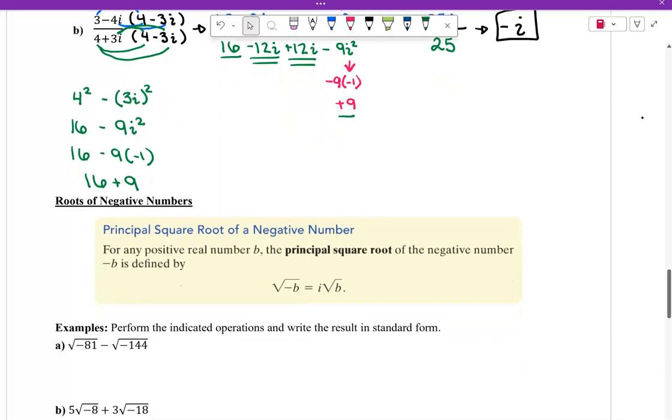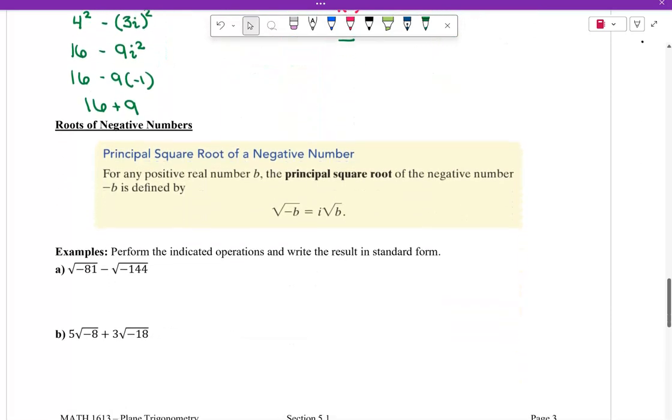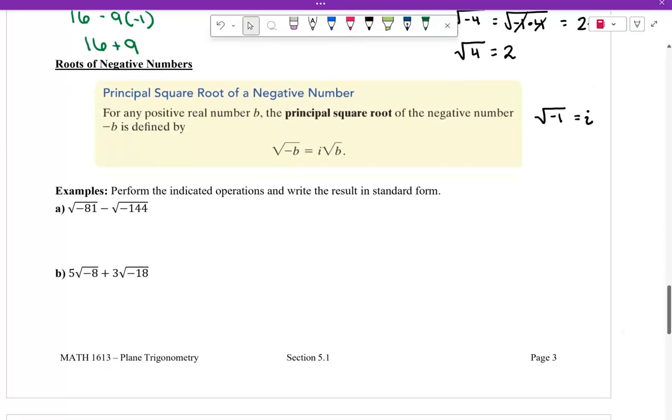Okay? Now, roots of negative numbers. So now we are going to fix them. So remember, the square root of a negative is going to be i. Okay? So we have to make sure we take that out. So think of it like this. Square root of 4 is 2. Square root of a negative 4 changes to square root of a negative 1 times 4, which means the square root of 4 is 2. Square root of the negative 1 is i. So that's the difference between the two. So let's go see what we got.